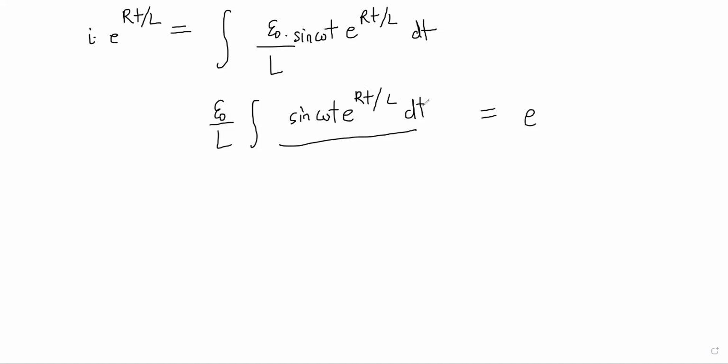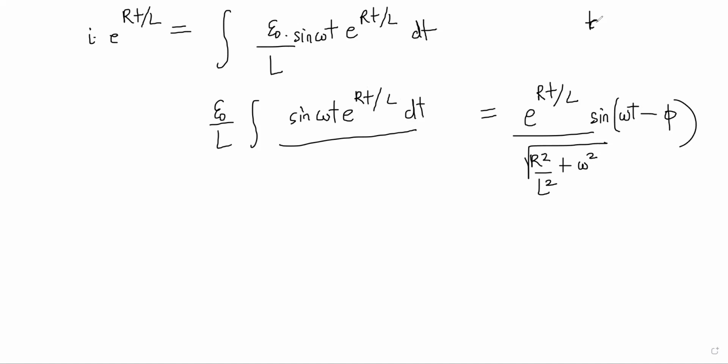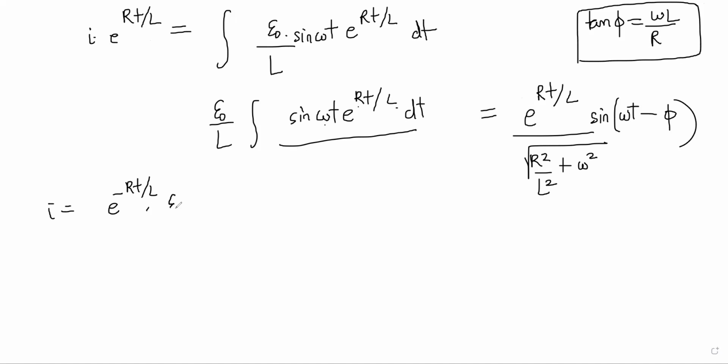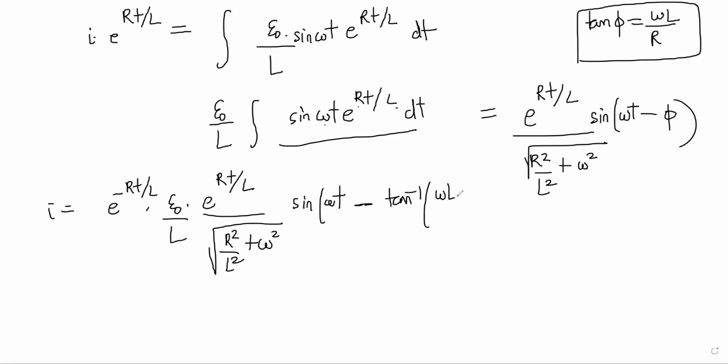This will be equal to e power Rt by L over root over a square plus b square, so R square by L square plus omega square, and sine of omega t minus phi, where tan phi is b by a. The integral of e power ax sine bx is this, so a is this, b is this. So tan phi is omega L by R. This is my integral here, and there is an E naught by L here. So I is coming out to be e power minus Rt by L into E naught by L into e power Rt by L over root over R square by L square plus omega square, sine omega t minus tan inverse omega L by R.